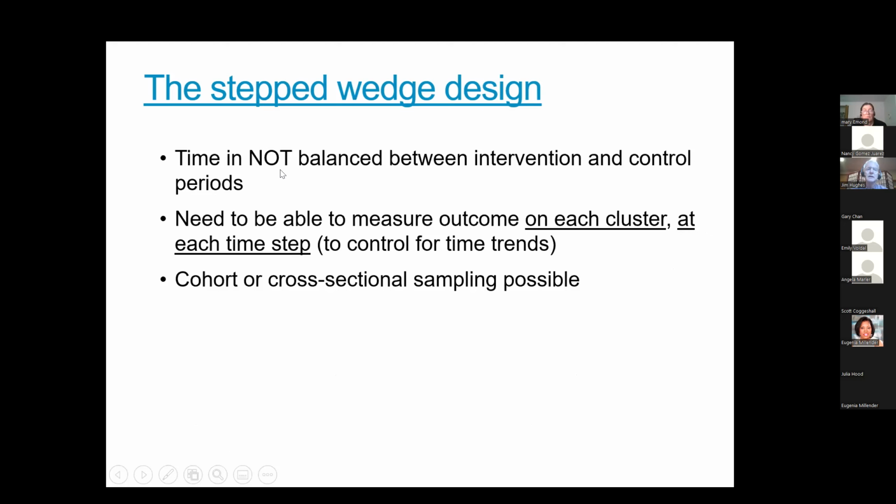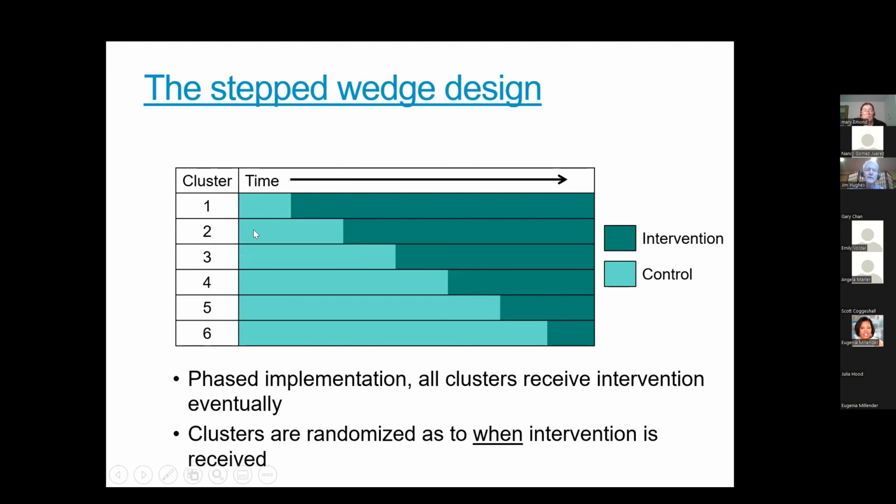So, key realization: unlike the parallel and matched parallel, time is not balanced between the intervention and control periods. And because of that, you need to be able to take outcome measurements on each cluster at each time period to control for the time trend. So what I'm saying is we have to have outcome measurements on each cluster here and here and here and here and so on, so that we can understand the underlying time trend versus the intervention effect.